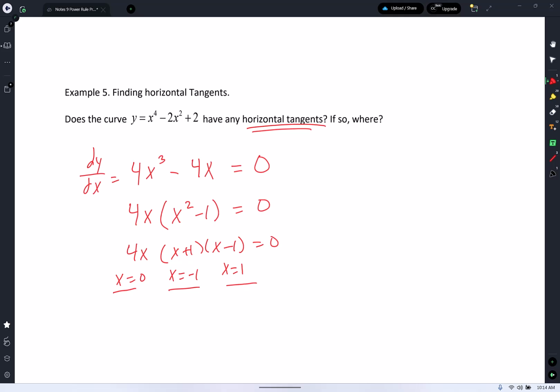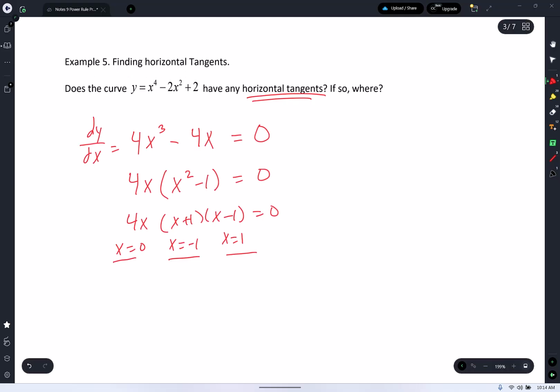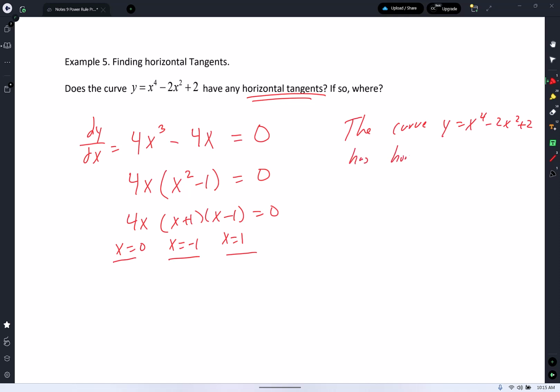When it says where, I guess let's just write a line. The curve y equals x to the 4th minus 2x squared plus 2 has horizontal tangents at x equals 0, 1, negative 1, since y prime is 0 at those specific x values.